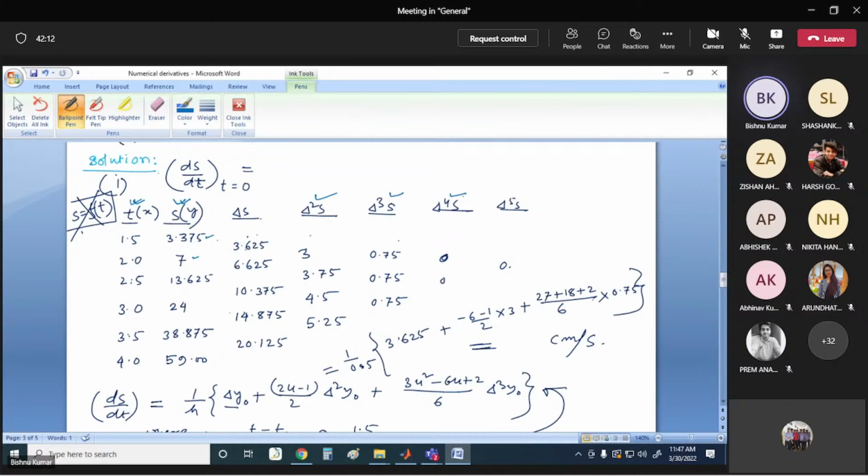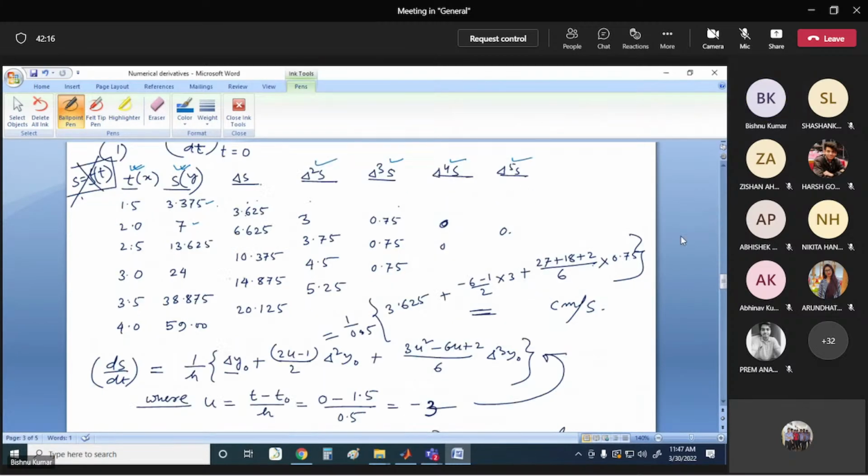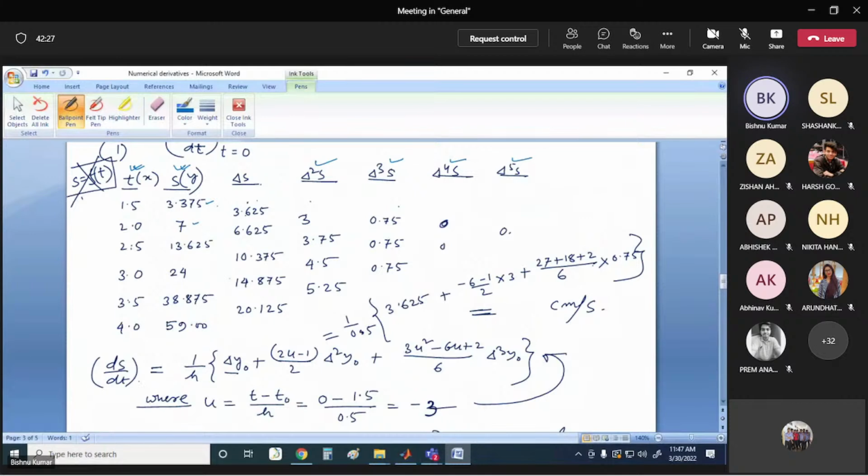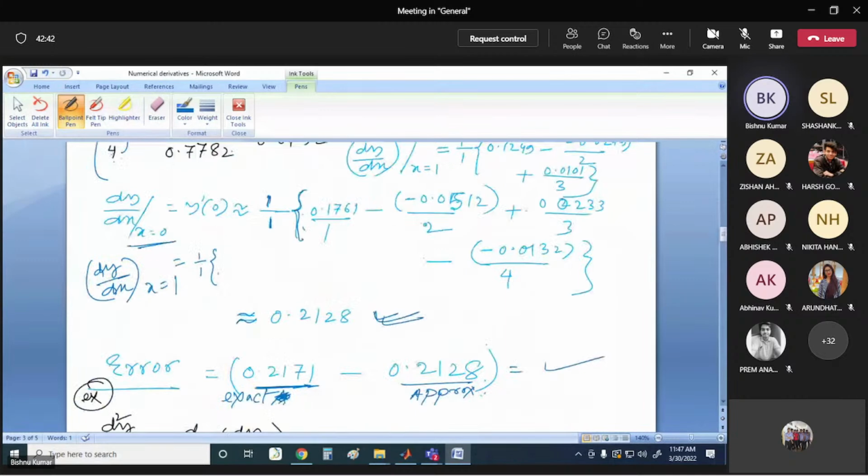Okay, first of all, to calculate the derivative at t equals 0. T equals 0 is not the first point, you just see. If you are thinking of initial velocity at t equals 0, t equals 0 is not the first point, so you cannot use the reduced formula. With the help of Newton forward interpolation, as there, you just see.